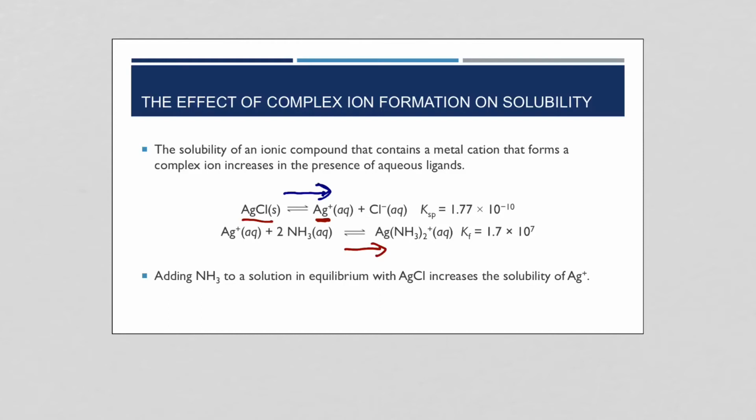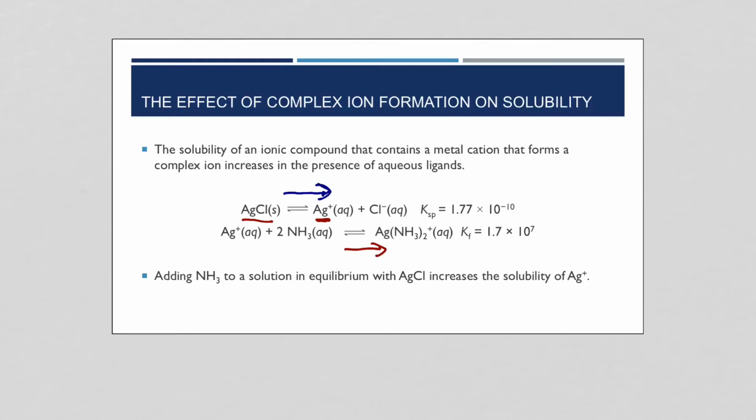Now, of course, this is just going to continue. If we add more ammonia, we're going to continue to pull free silver out of solution, and it's going to be tied up in this complex, and that's going to pull more silver ion into solution, and ultimately pull more silver chloride into solution to dissolve.